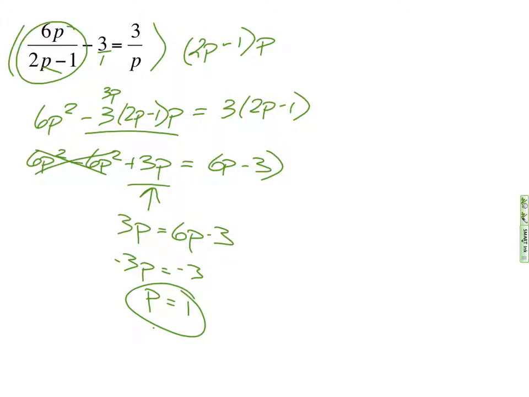Question on that one? Back into the original, just the denominators. You want to make sure you don't get a 0 in one of your denominators. I don't care about the numerator.